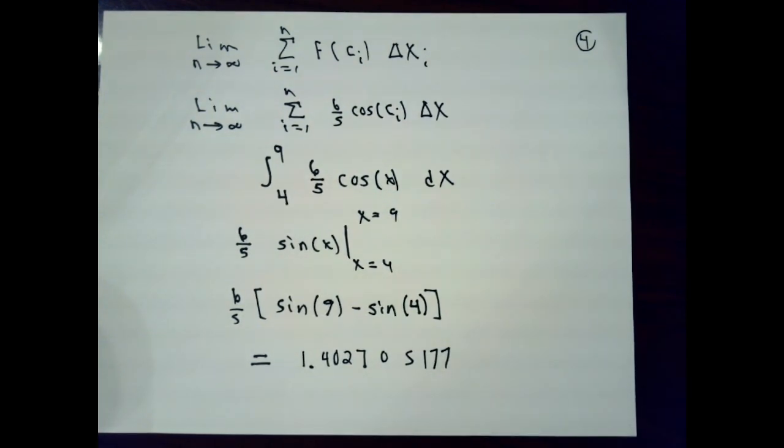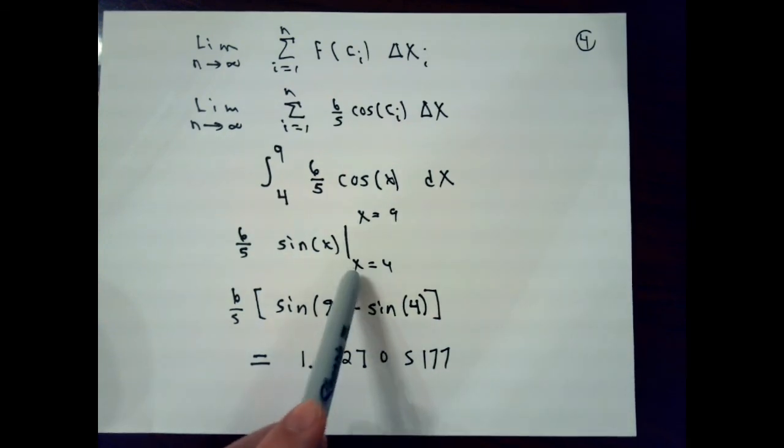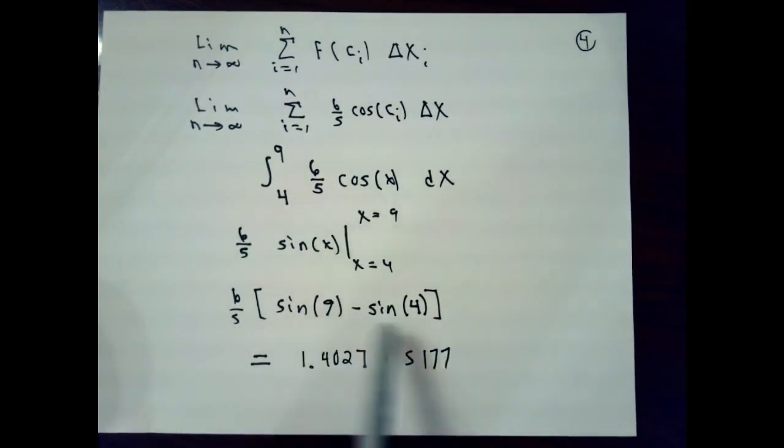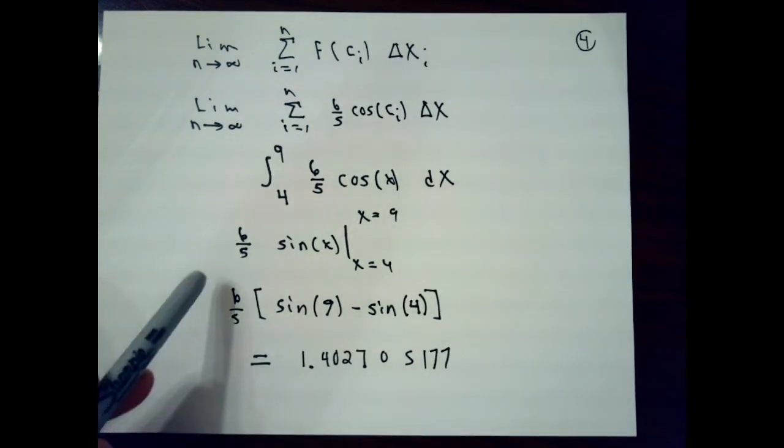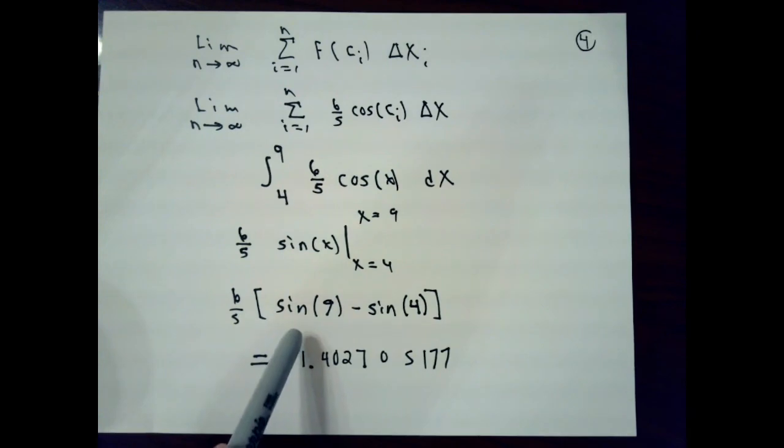Antiderivative for cosine is sine. Evaluate at x equals 4, evaluate at x equals 9. The exact value is 6 over 5 times sine 9 minus sine 4. In decimal, it's 1.4027 some odd. This limit would be really, really hard to do any other way, except because of its structure, because of the way it's laid out.